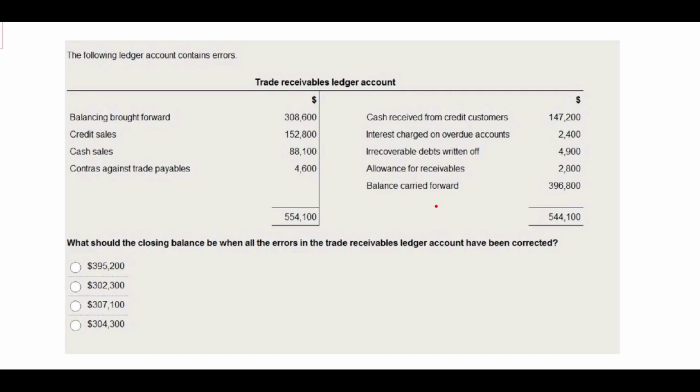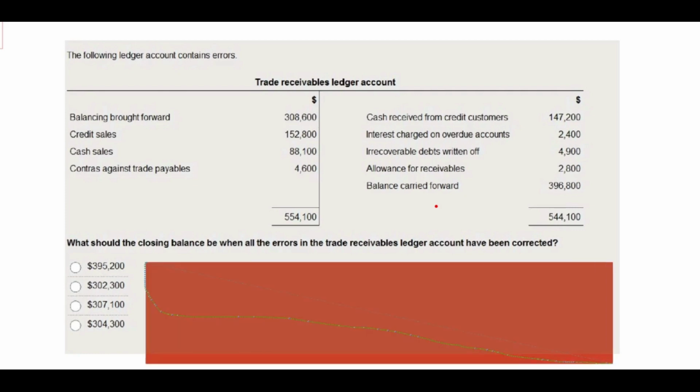We get to see cash received from the credit customers, interest charge on the overdue accounts, irrecoverable debts written off, allowance for receivables, as well as the closing balance for the ledger account. So, what should the closing balance be when all the errors in the trade receivables ledger account have been corrected?